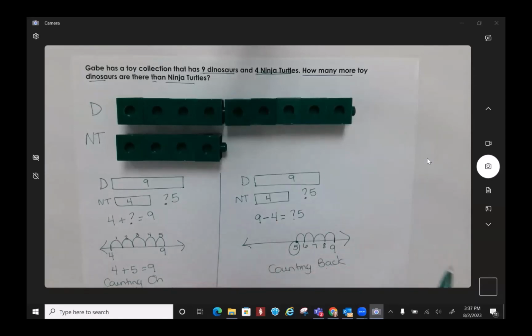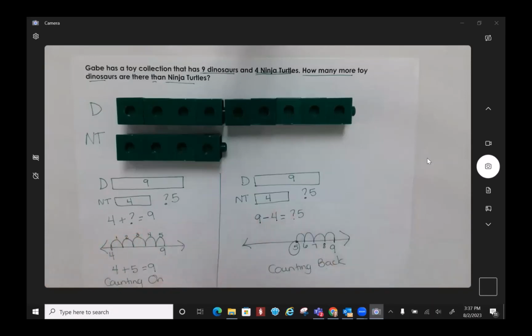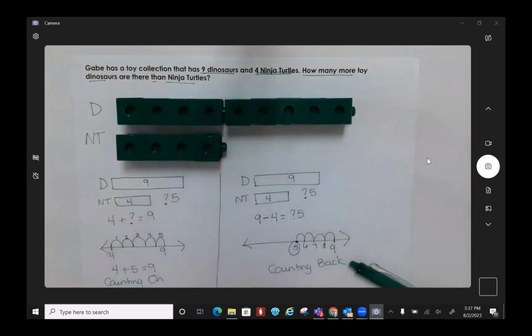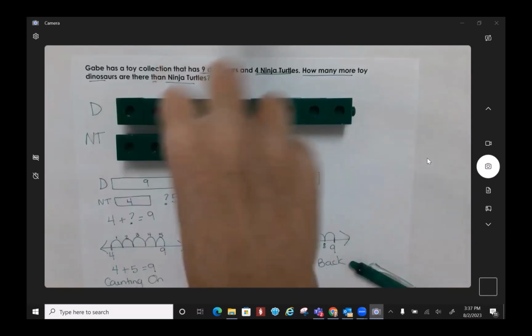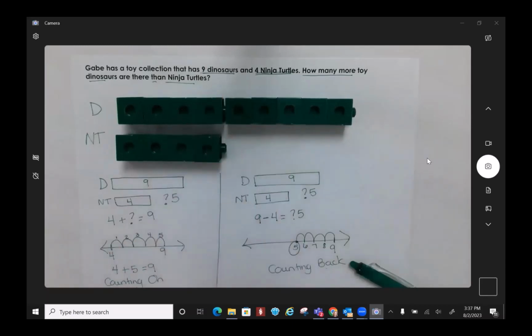So what we really want them to see is that you can solve using addition or subtraction. We're recognizing that inverse relationship piece. We're also seeing that the manipulatives that we use connect to what we're drawing. So they're able to see what they're doing with those manipulatives and understand why they're drawing these bar models.